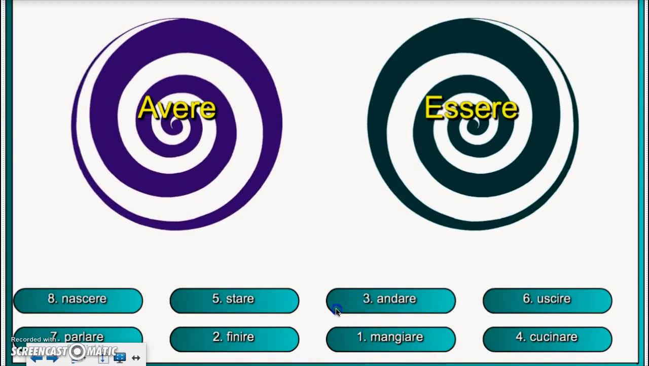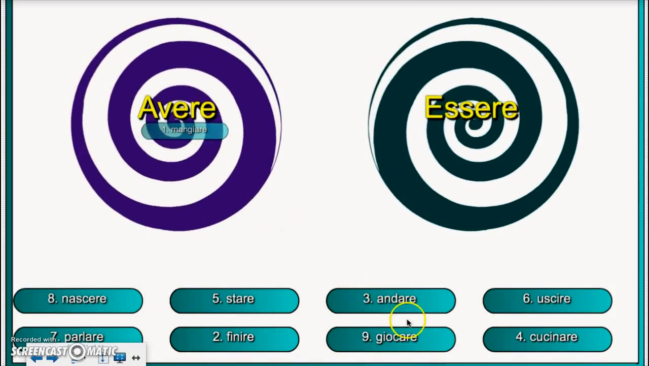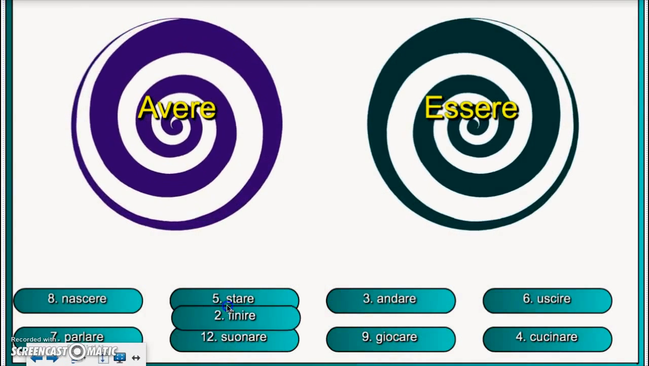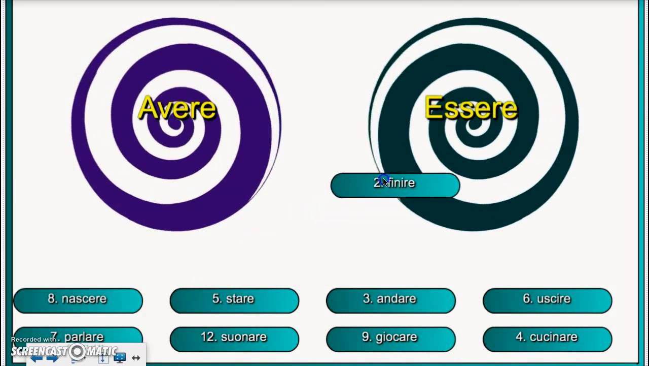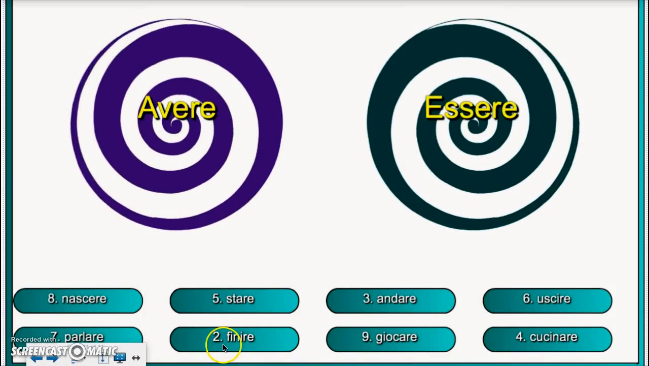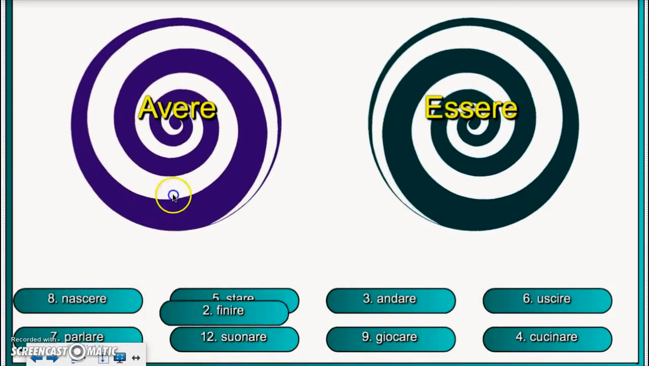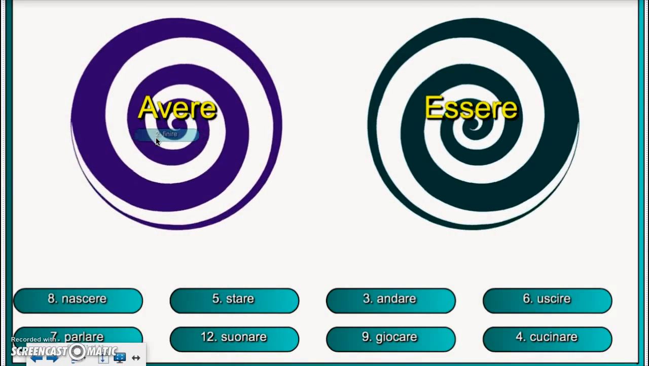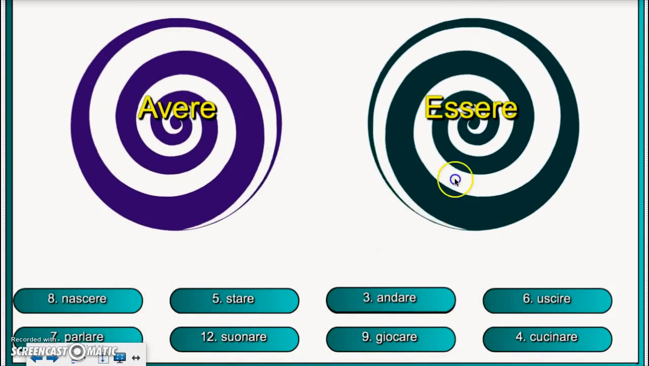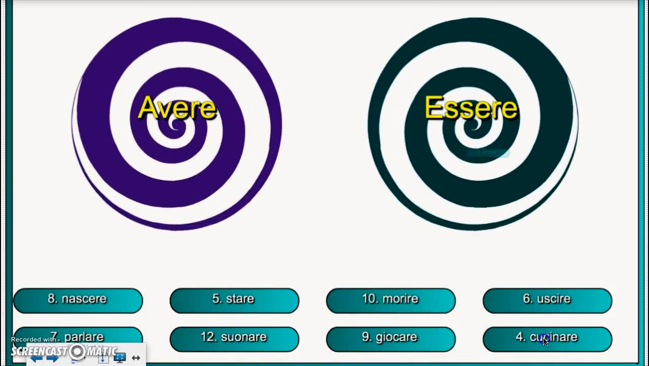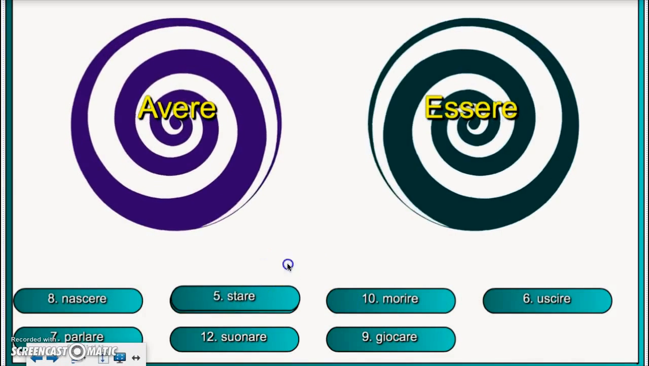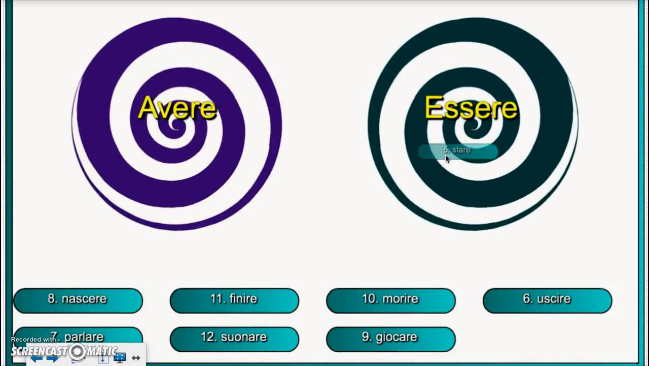So number 1, mangiare, they hopefully would have said avere. Number 2, finire, if I remember correctly, that's a finire that uses essere. Nope, I did not remember correctly, and so that's what would have happened. Hopefully they would be looking at their worksheet, and so they would know that number 2, finire, uses avere. Number 3, andare, uses essere. 4, cucinare, uses avere. 5, stare, I think that one uses essere on the worksheet.